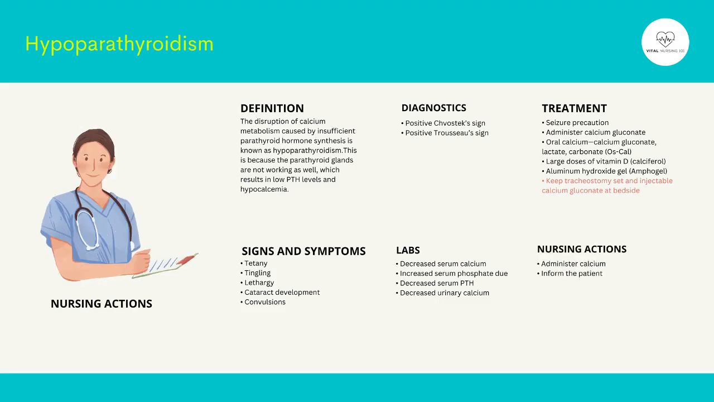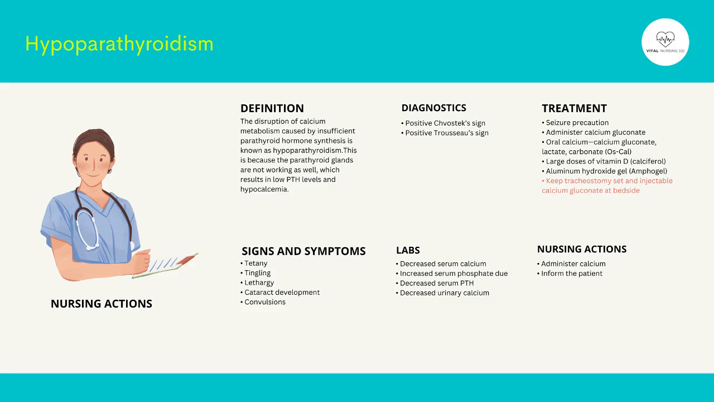Great, now let's move on to nursing actions. The nursing actions include the following if the parathyroids were damaged during thyroid surgery. Interventions are to administer calcium to maintain the serum levels in a low normal range and inform the patient that testing should be done every 3 months.